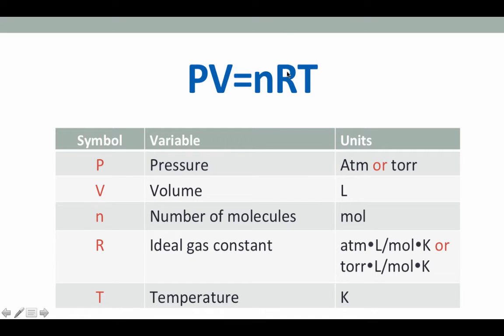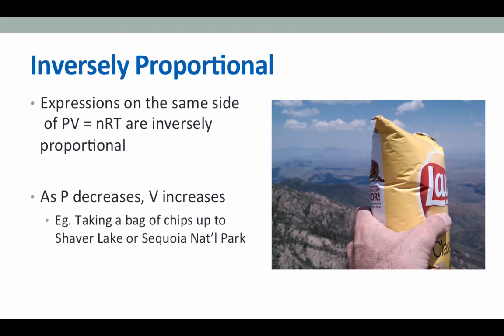So at 0 Kelvin, we would have 0 pressure, and so the equation is still valid. Let's look at some examples of where you may have seen PV equals nRT in your life.